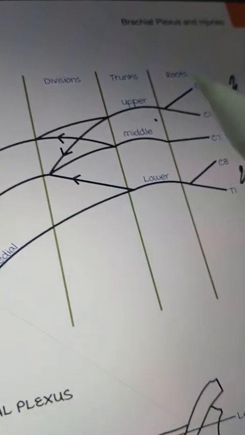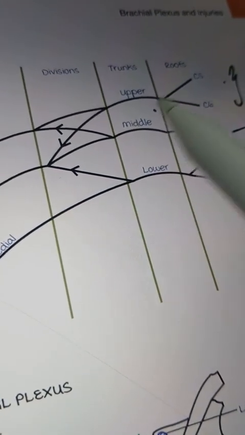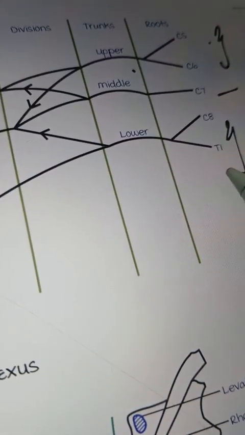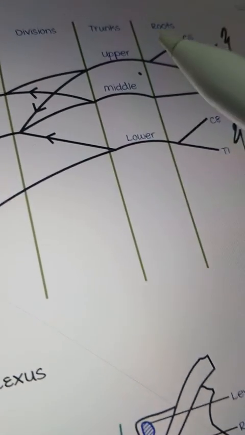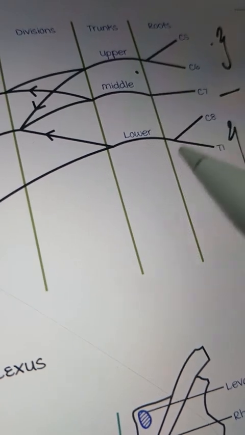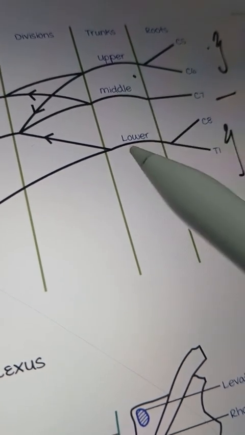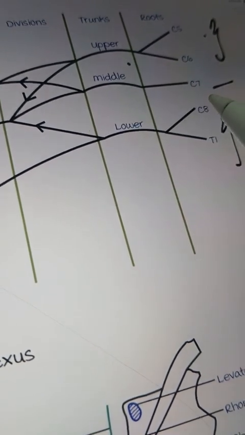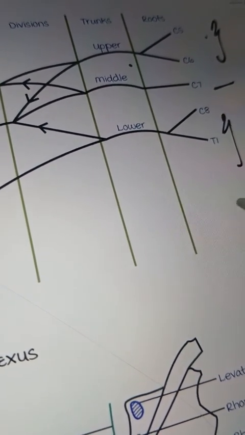C5 and C6 form the upper root together. C7 individually forms the middle root, and C8 and T1 form the lower root. In such a way upper, middle and lower trunks are formed from the roots: C5, C6 for the upper trunk, C7 for the middle trunk, and C8 and T1 for the lower trunk.